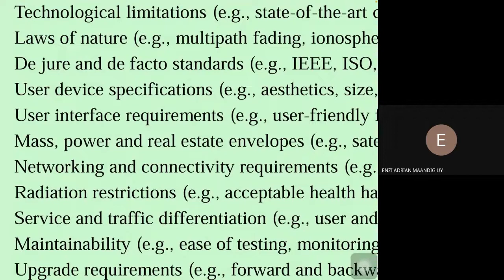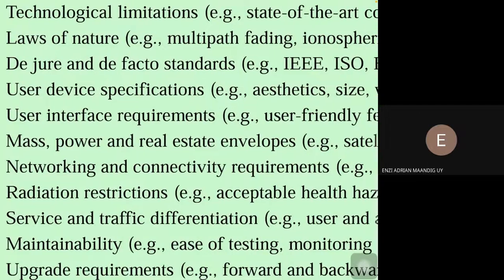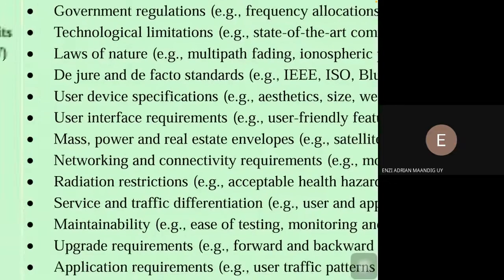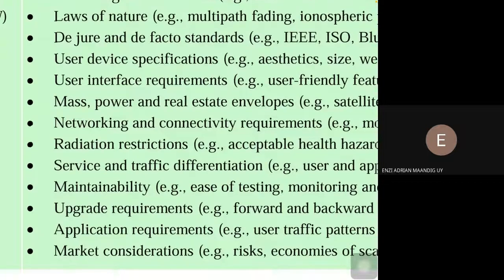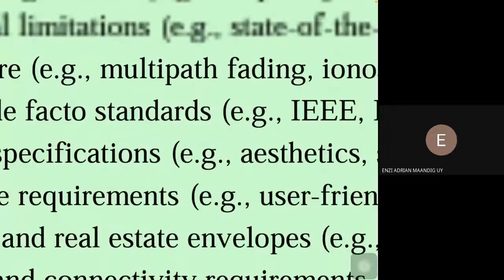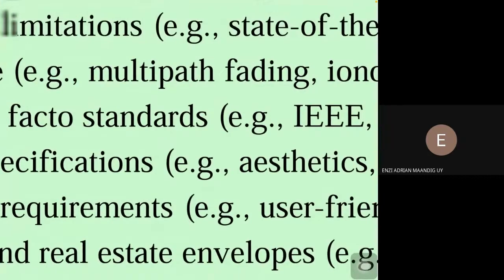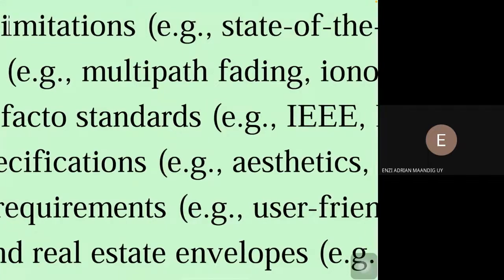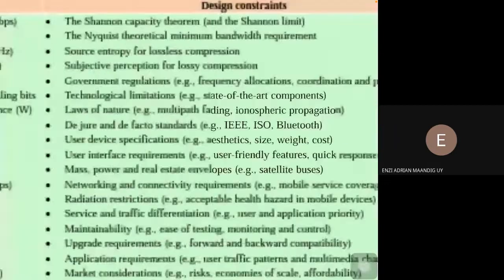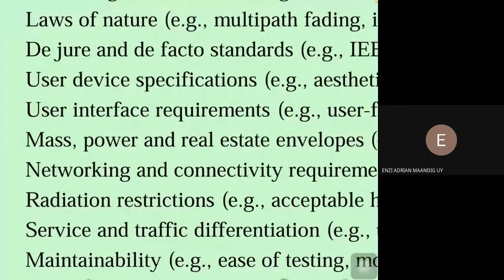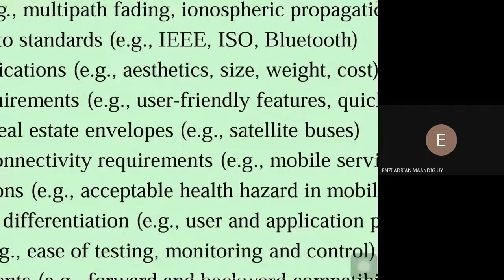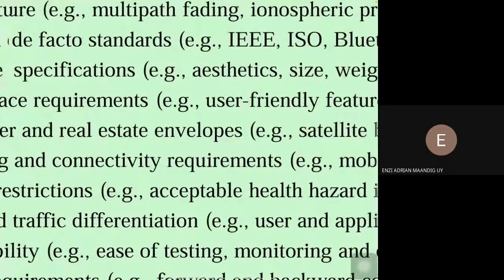Has the technology that is capable of that transmission rate been invented? Laws of nature. This is physical, as I said earlier: multipath fading. We cannot avoid the fading of the signal due to distance. Ionospheric propagation. Important also are de jure and de facto standards, the standards set by the IEEE, ISO, such as Bluetooth, Wi-Fi, and so on and so forth.